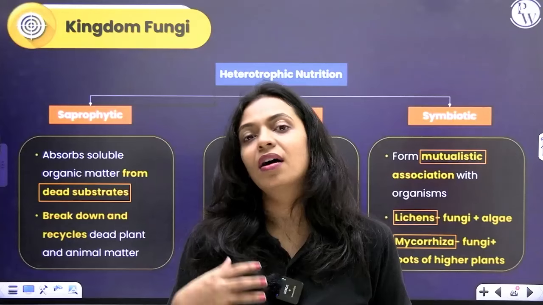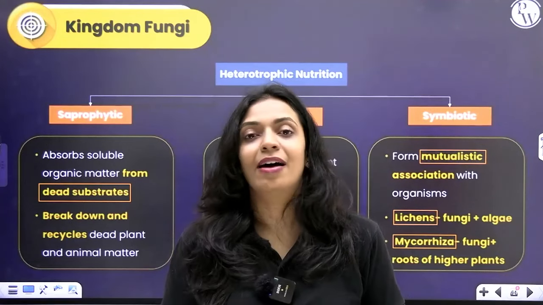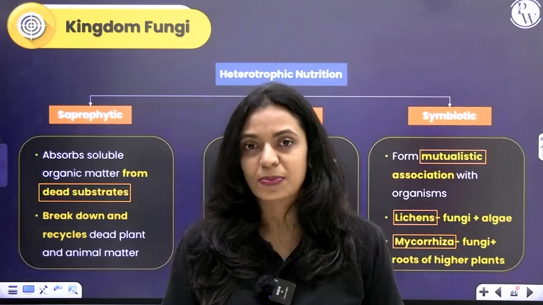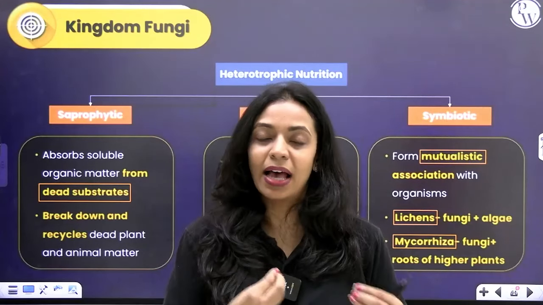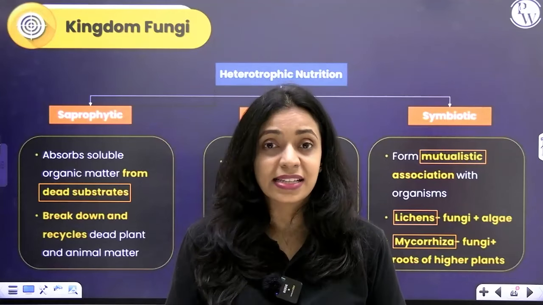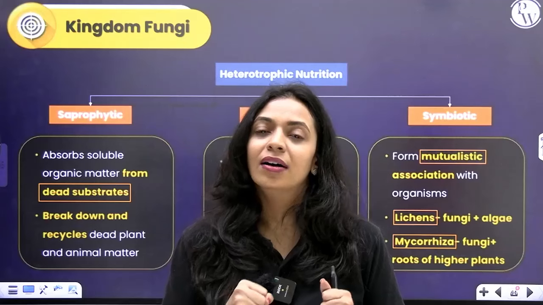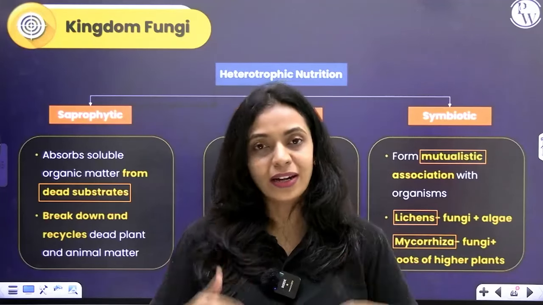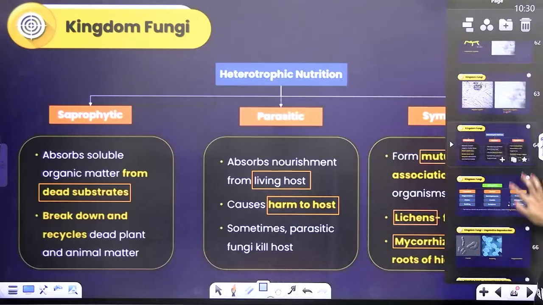Mycorrhiza. Mycorrhiza are symbiotic associations that fungi have with the roots of higher plants like gymnosperms and angiosperms. What basically happens here is similar to how it helps algae in lichens, it helps roots of higher plants in increasing the efficiency of water and mineral absorption, and also in return the plants will provide food to the fungus. So that is lichens and mycorrhiza.